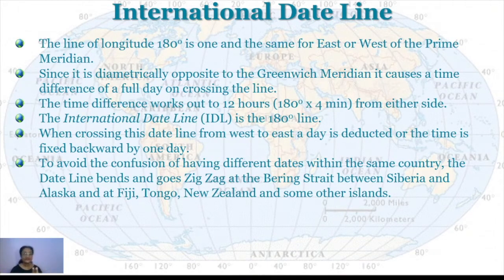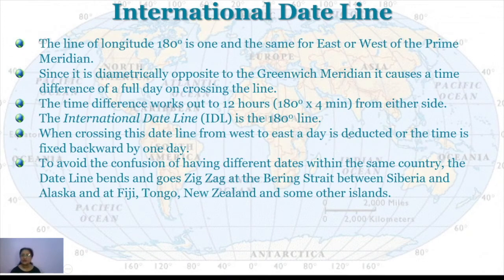So how much is the difference? Just crossing one line will make a difference of one full day, a complete day. So this is how it works. When crossing this date line from west to east, a day is deducted. Time is fixed backward by 1 day. And when we move from east to west, a day is added.